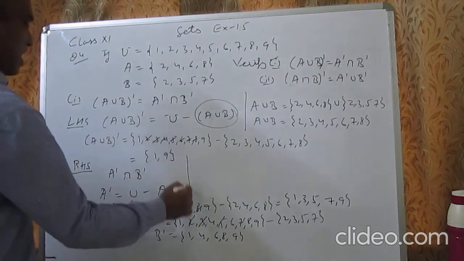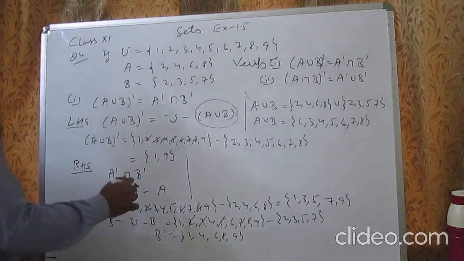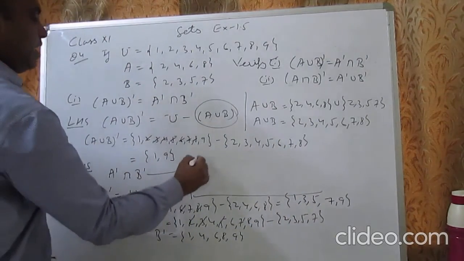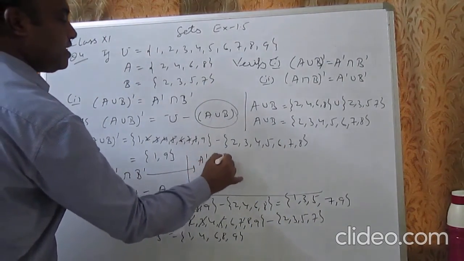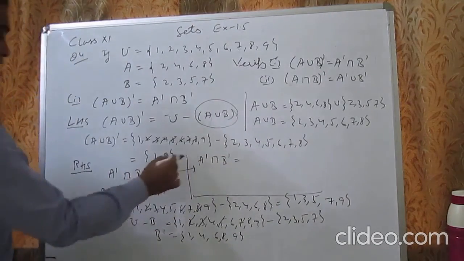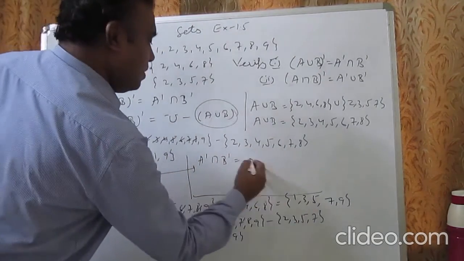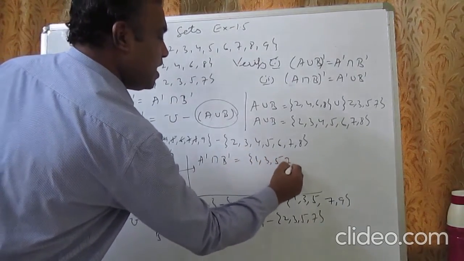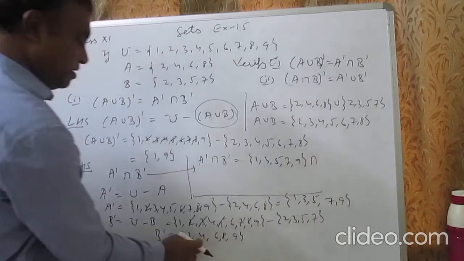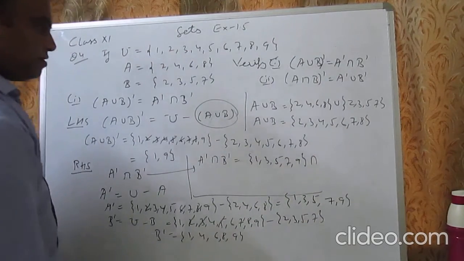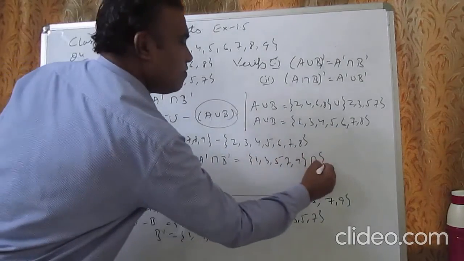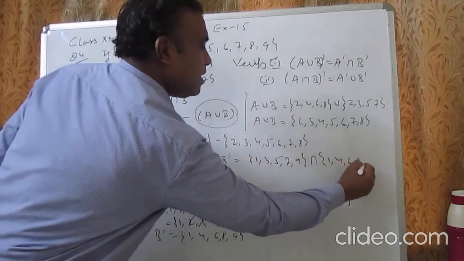Now I have to find A complement intersection B complement. So what is the value of A complement? A complement is 1, 3, 5, 7, 9. Intersection with B complement, which is 1, 4, 6, 8, 9.